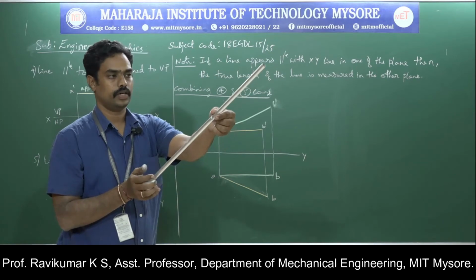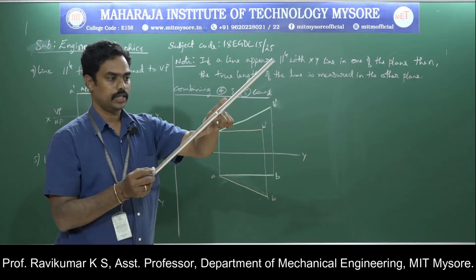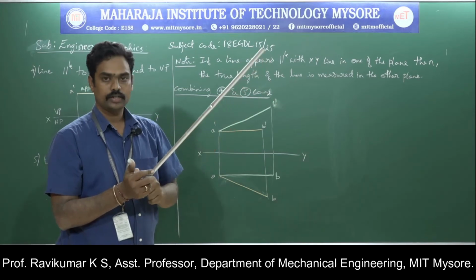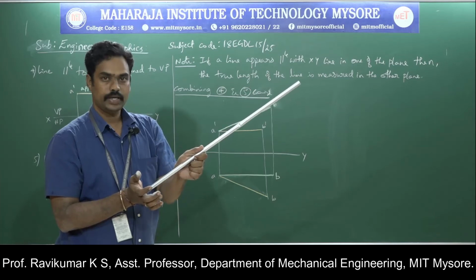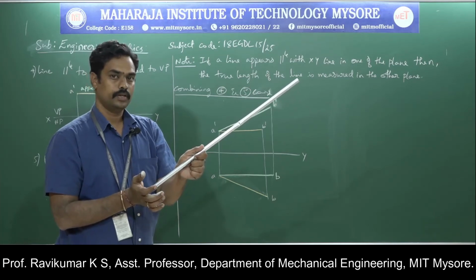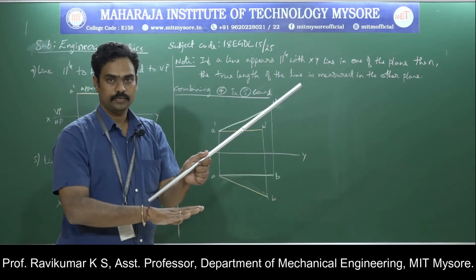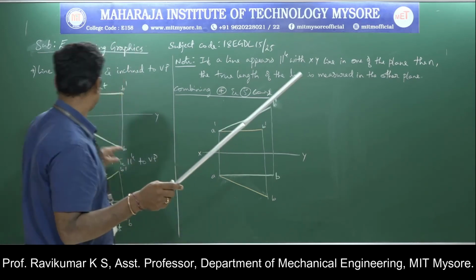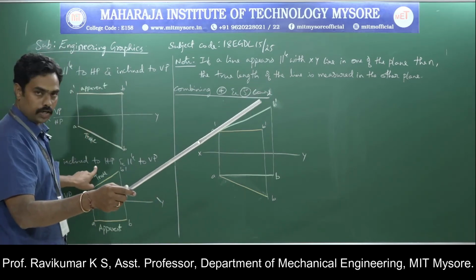So I am just taking off the inclination with respect to VP. I am rotating this line with the radius equal to the length of the line, and center as this point. So I am making this parallel to VP and inclined to HP. Okay. So this is the case of line inclined to HP and parallel to VP.